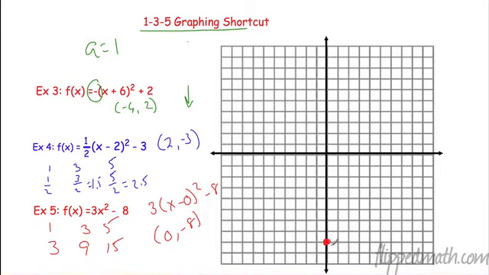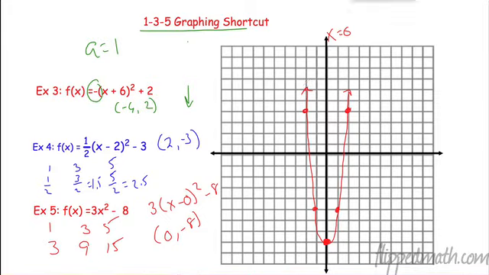All right, and it opens up, so I go over 1, up 3. Over 1, up 9. Is it going to be able to go up 15? No. So let's reflect these across our axis of symmetry, which is, of course, x equals 0. And try and draw this as best we can. Make sure it's curved there at the end. Boom. All right? So that's the 1, 3, 5 trick.